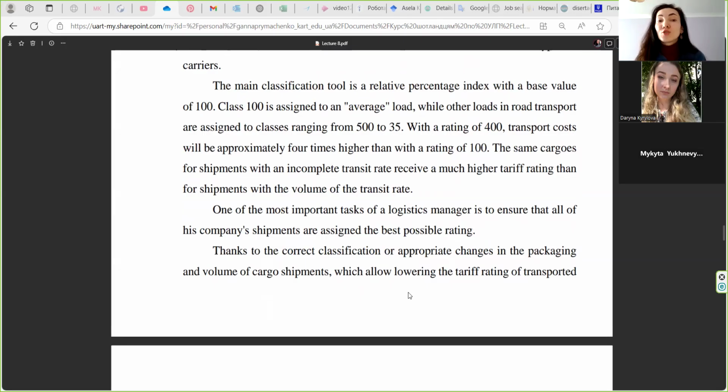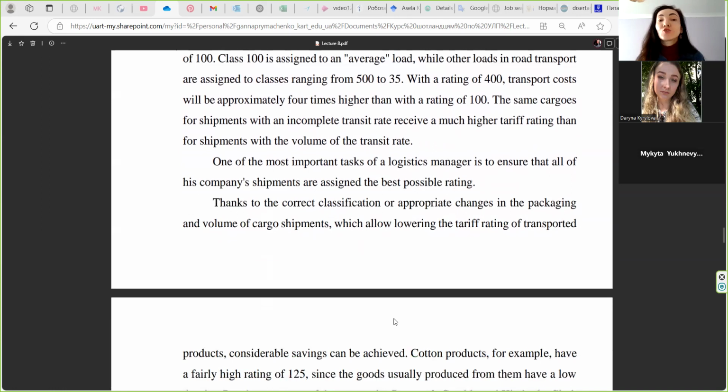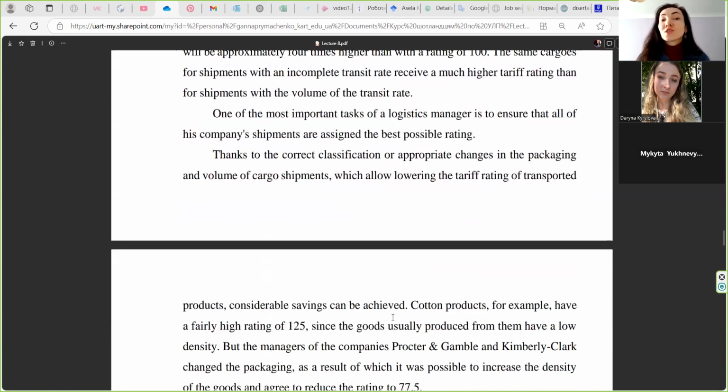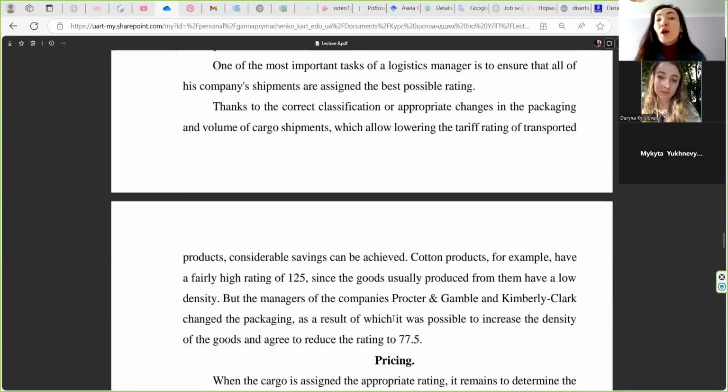So, one of the most important tasks of logistics management is to ensure that all of the company's shipments are assigned the best possible rating, thanks to correct classification or appropriate changes in the packing and volume of cargo shipment, which allow lowering the tariff rating on transported products. Considerable savings can be achieved. For example, cotton products have a fairly high rating of 125, since the goods usually produced from them have a low density.